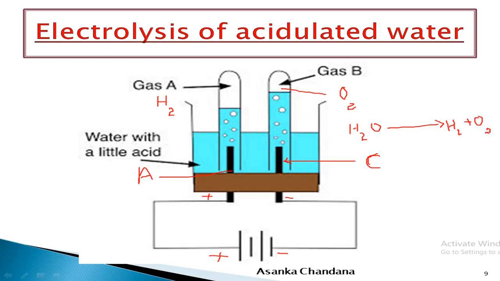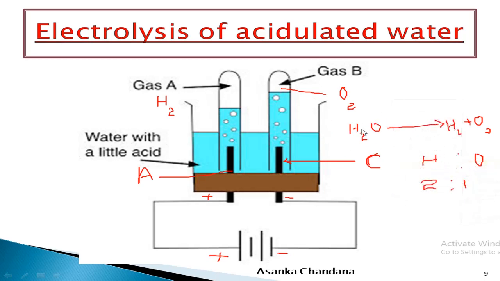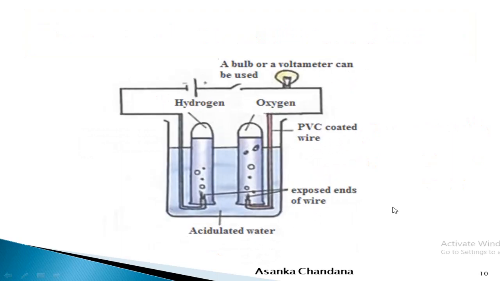Now when we consider water, the ratio between hydrogen and oxygen is 2:1. Therefore, the gases collected in the upper level of the test tube also have that ratio, 2:1. So the conclusion of this experiment is that by electrolysis, a complex compound can be converted into simple compounds, right?